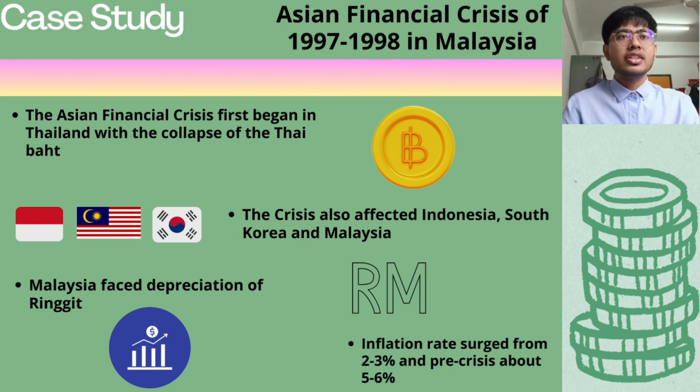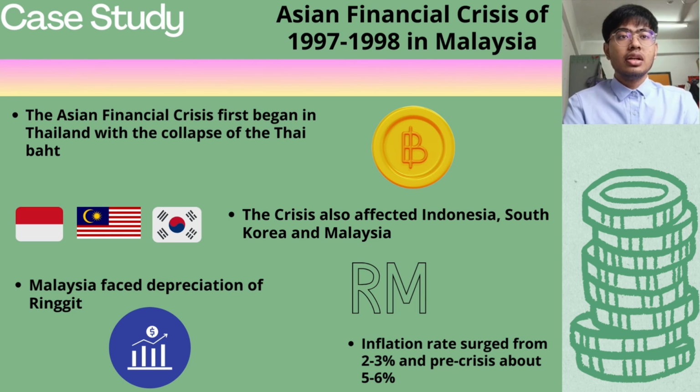So, the Asian financial crisis began in July 1997 in Thailand with the collapse of the Thai baht. This triggered a wave of financial instability across East and Southeast Asia. The crisis spread rapidly, affecting countries like Indonesia, South Korea, and Malaysia, leading to several economic disruptions.